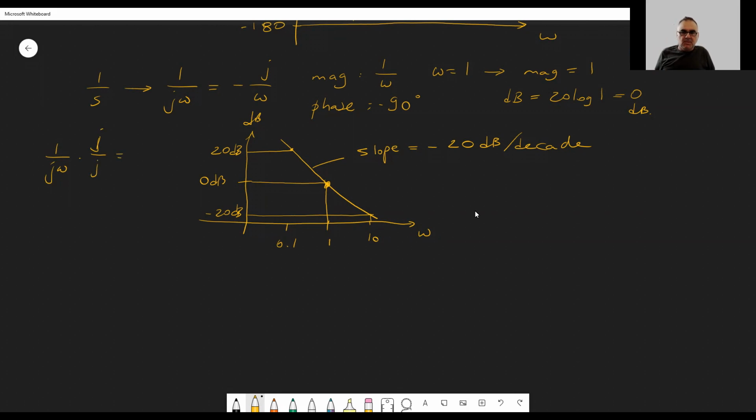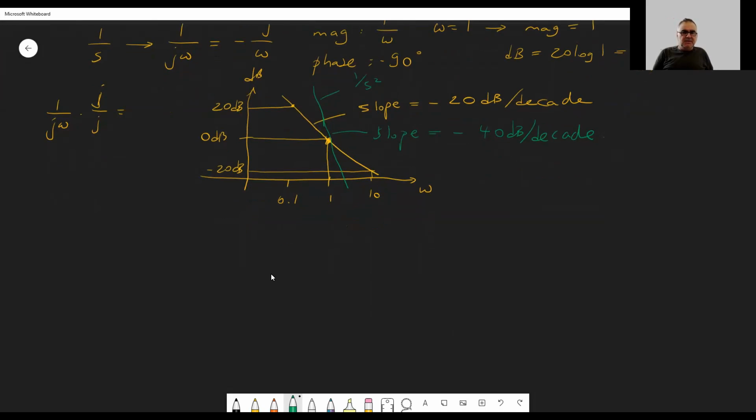So, for 1 over s, this is what we have. For 1 over s squared, you have, this is 1 over s, and this is 1 over s squared, let's say. Something like this. So whose slope is minus 40 dBs per decade. And the phases are minus 90 degrees. Okay.